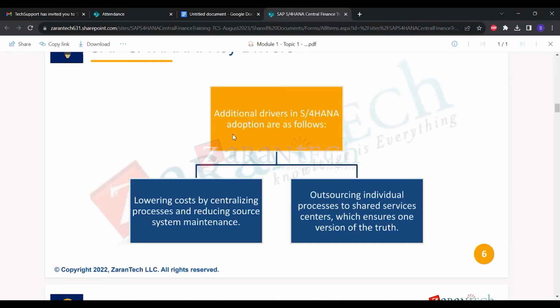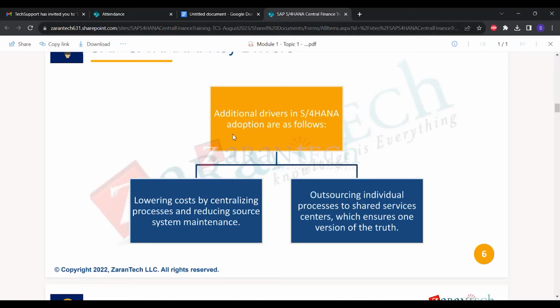But when you implement S4 HANA Central Finance, everything you can maintain in one system, and then only maintenance of that system will be required. In Central Finance, you will be following those processes, and it will be traced back and forth from the source system to the Central Finance system. So the business will save costs by centralizing the process, as well as simplify the process, which is a big benefit for any business.